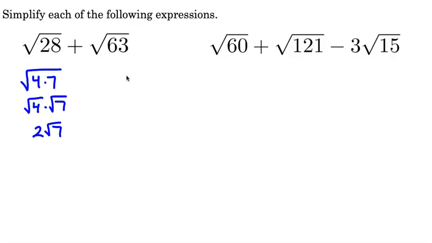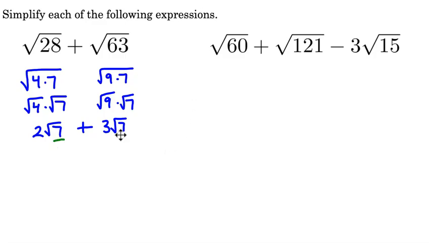Now let's see if 63 can be simplified. So we have square root of 9 and 7. So square root of 9 times the square root of 7. So 3 square root of 7. I'll put the addition sign back in between those two terms.